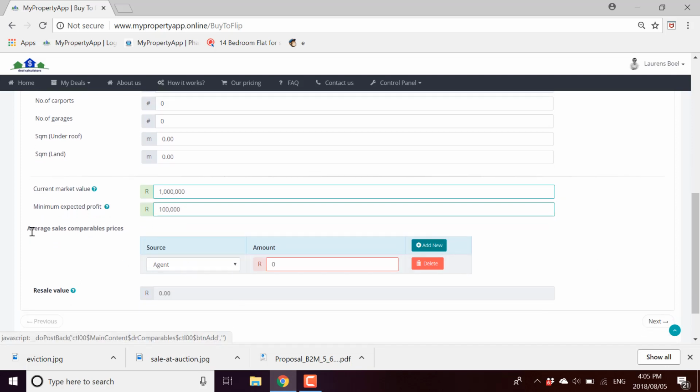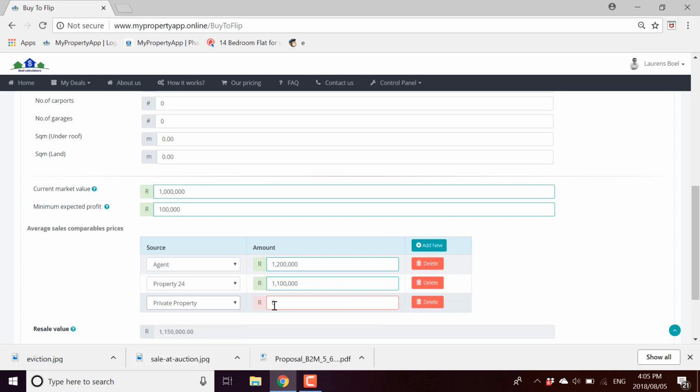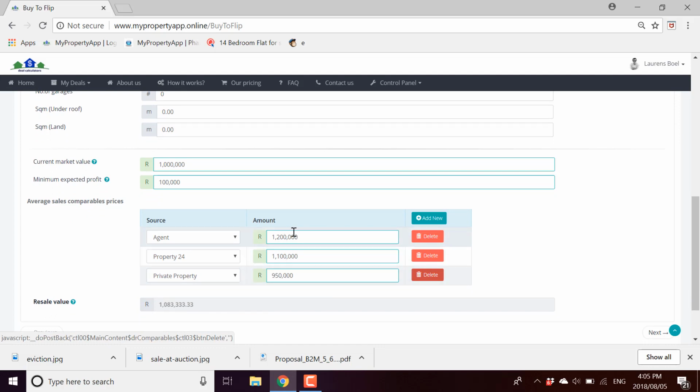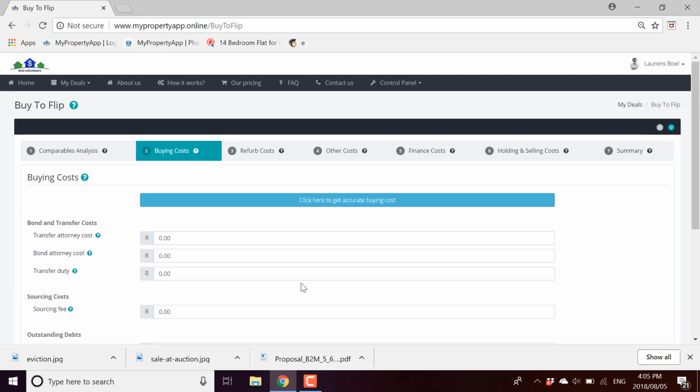Here you can do your average sales comparables. So if you've spoken to an agent and found out that in good condition this property could sell for 1.2 million, perhaps you've also gone to Property24 and there you've seen another property go for 1.1 million, and you've also maybe checked on Private Property and there it said 950. Then, based on those 3 comparables that you've researched, you know that in good condition you could resell the property for just over or just under 1.1 million. Alright, you can click the next tab and then go to your buying costs.